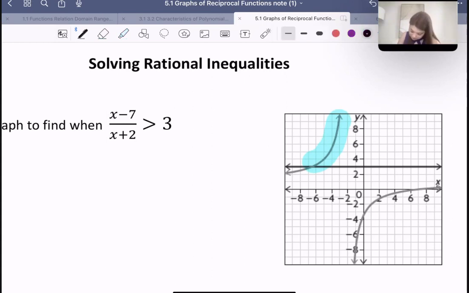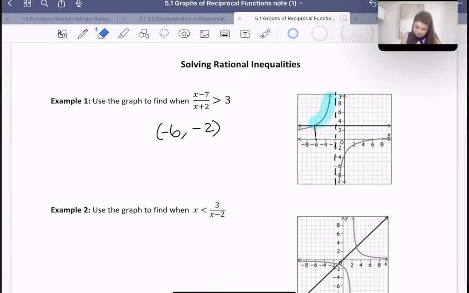And what's that with respect to x? Well, that starts around here, around the -6 mark, and then ends. Well, let's see. It looks like there's an asymptote at x equals -2, so I would say it ends at -2. Therefore, our answer is going to be (-6, -2), from -6 up to -2.